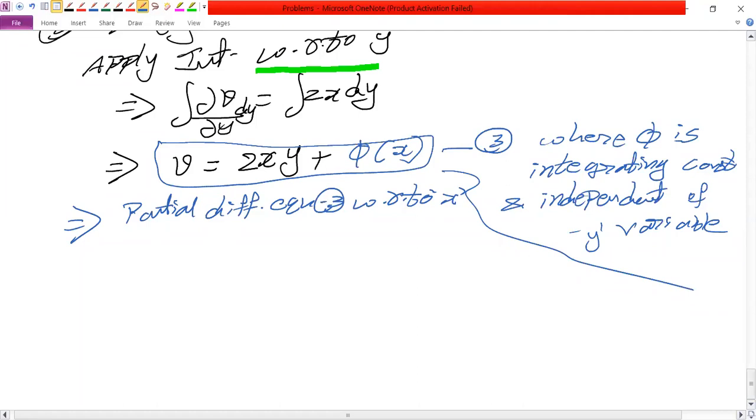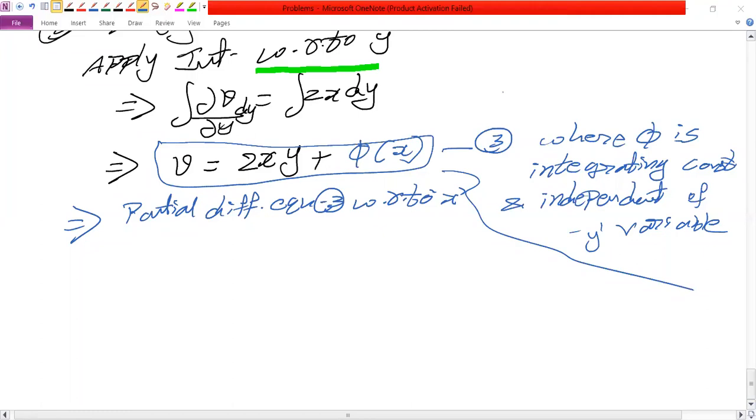Sir, can we simply take it as c? No. In this case, we cannot take it as c. That is only the method. You can see what we are going to do. Actually, what we need is the v function. If we take v equals c, that is phi equals c, then the problem is finished. No, that is not the case.